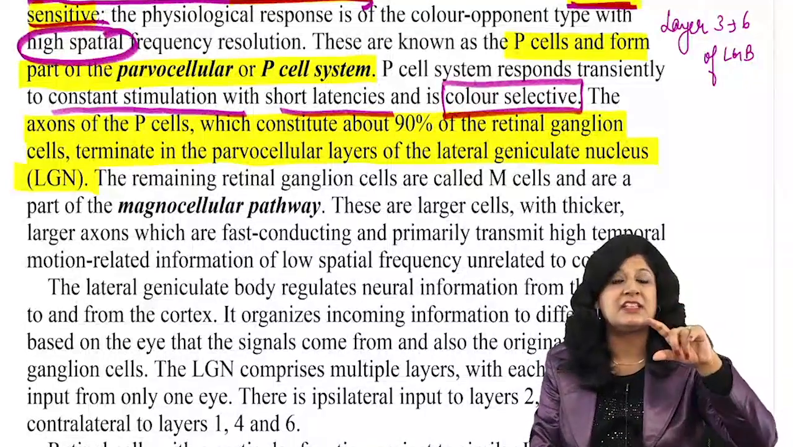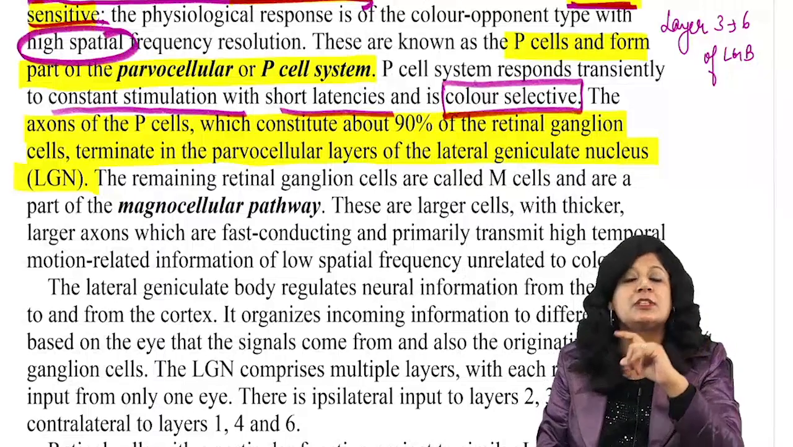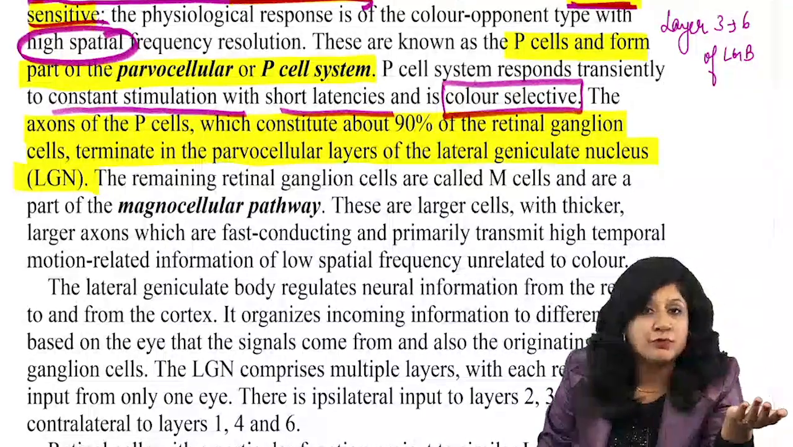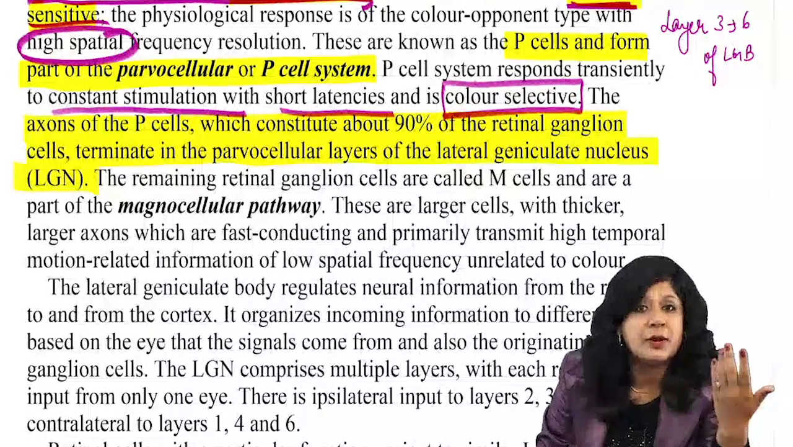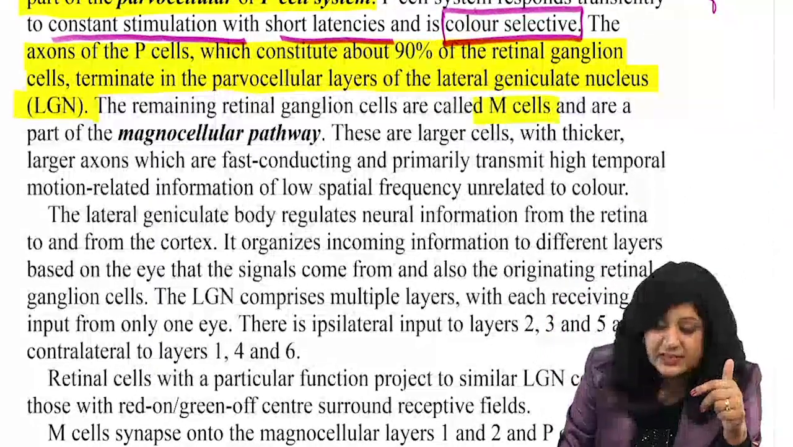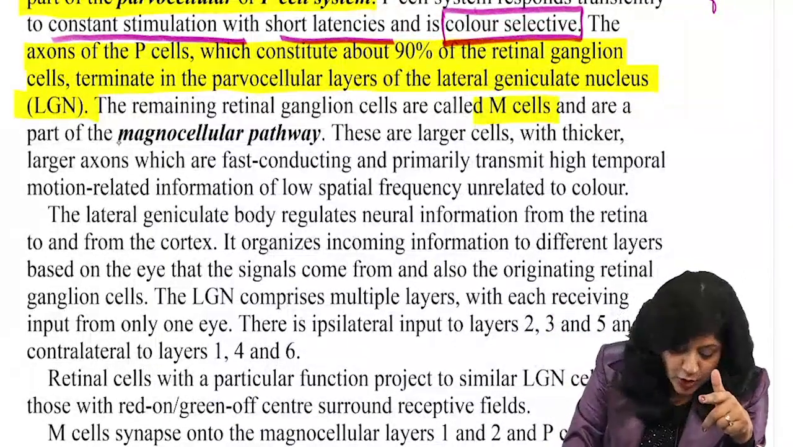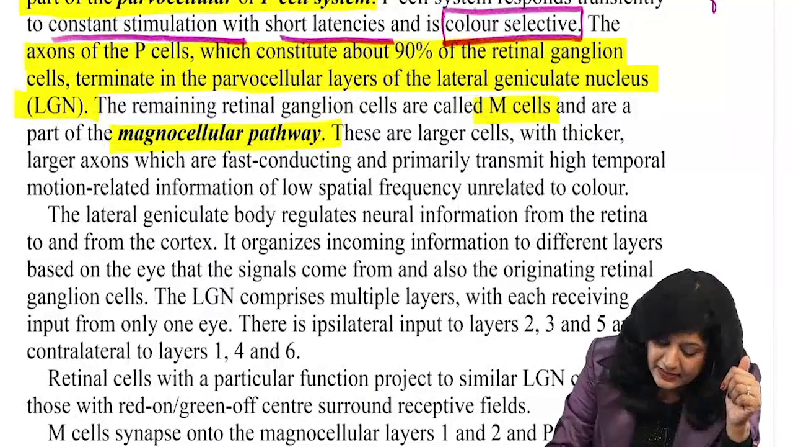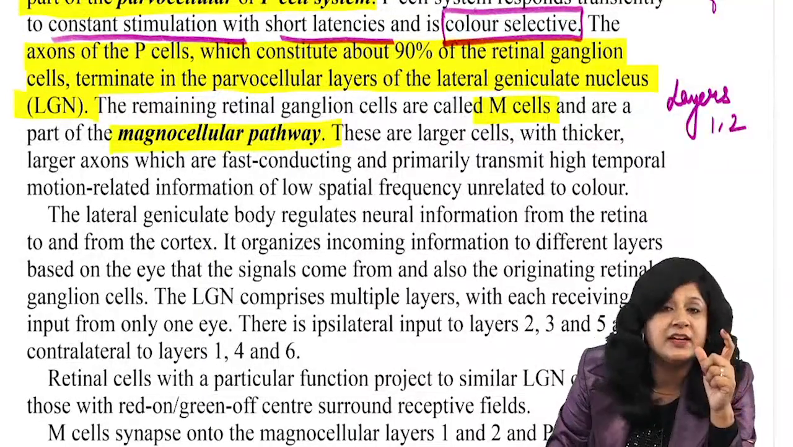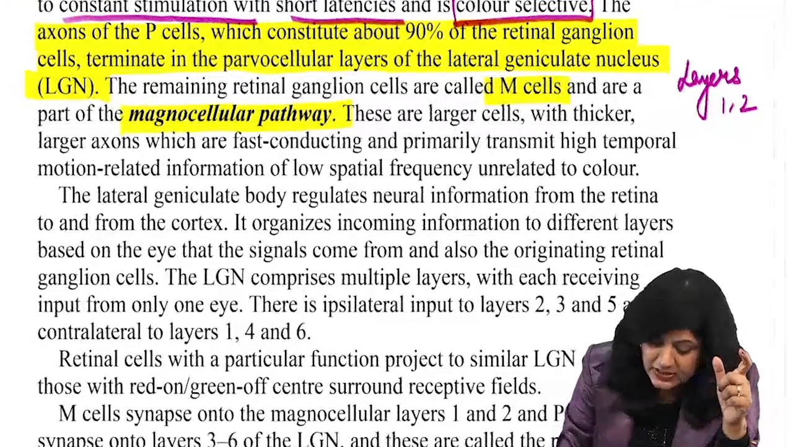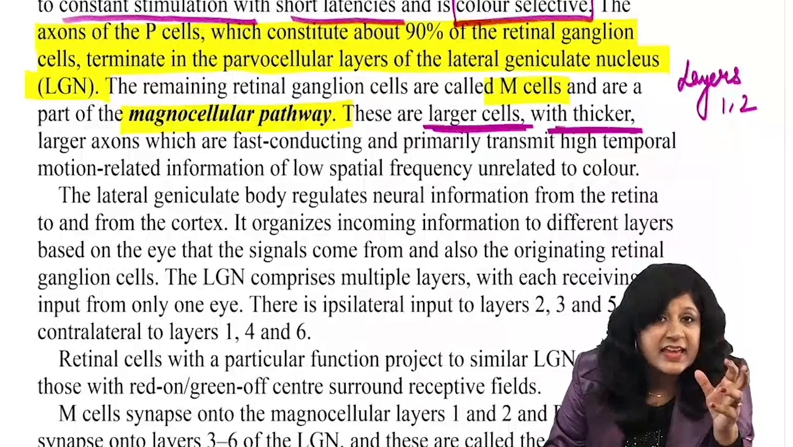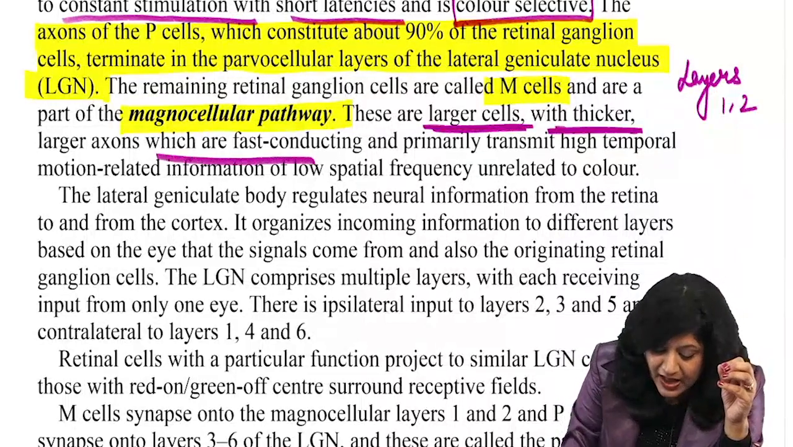So these P cells, which are high spatial cells responsible for color sensitivity, are terminating in the parvocellular layer, or parvocellular pathway, of the lateral geniculate body. The remaining are your M cells. M cells correspond to your magnocellular pathway, and these are present in layers 1 and 2, which contain the larger cells. They have thicker axons, high caliber, and are fast conducting.